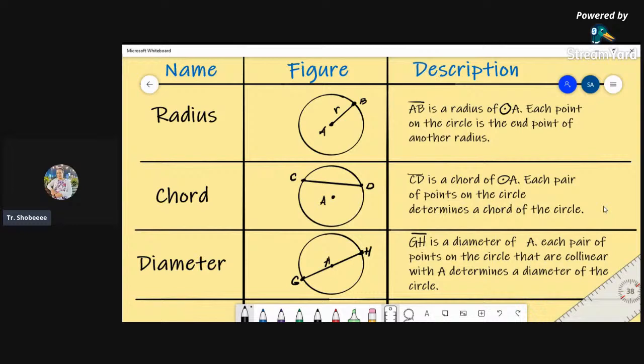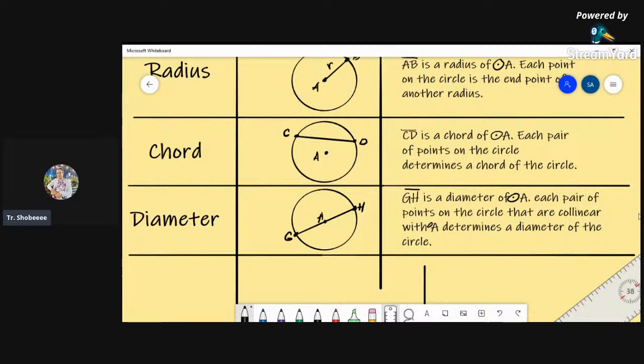So the description is, line GH is a diameter of circle A. Each pair of points on the circle that are collinear with center A determines a diameter of the circle. When we say collinear, the points lie on the same line. Okay, that's the collinear points. These three are the basic terms that you need to know or master in order to understand our lesson for the day, which is the central angle.